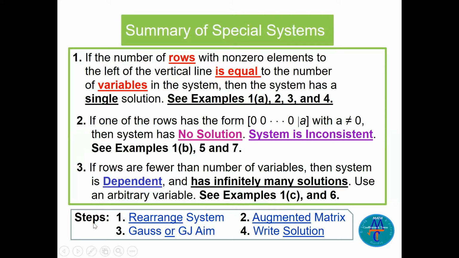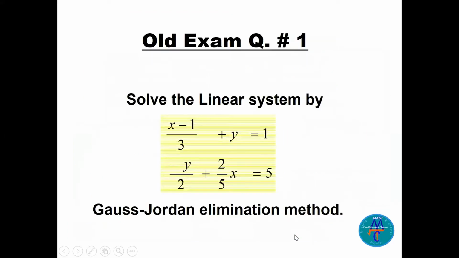Just to remind you of the steps, usually we have to rearrange the system first, then we write the augmented matrix, then we use Gaussian elimination or Gauss-Jordan. Gauss-Jordan is easier, I think. Then we write the solution.